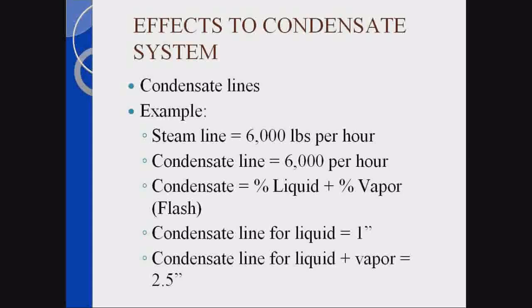One example is I take a steam line, 6,000 pounds per hour. The condensate line is also 6,000 pounds per hour. 1 pound of steam is 1 pound of condensate. I need to know the percentage of liquid and the percentage of vapor. If I look at the system specifically on liquid, it's going to be 1 inch. If I recalculate for a condensate line to be liquid and a vapor, it's 2.5 inches. You see the difference in the condensate line.